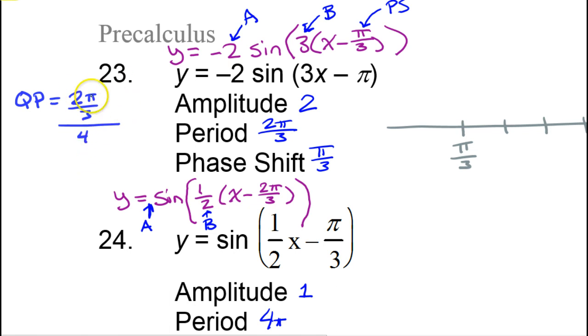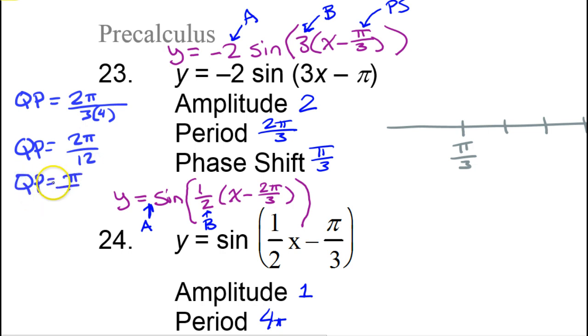Now we've learned that when you want to divide a fraction by another number, all you do is put that number in the denominator. So if I want to divide this by 4, the easiest way to do that is just to put the 4 right here. So that means that the quarter period is going to be 2 pi over 12, which is also known as pi over 6. So the quarter period is pi over 6.